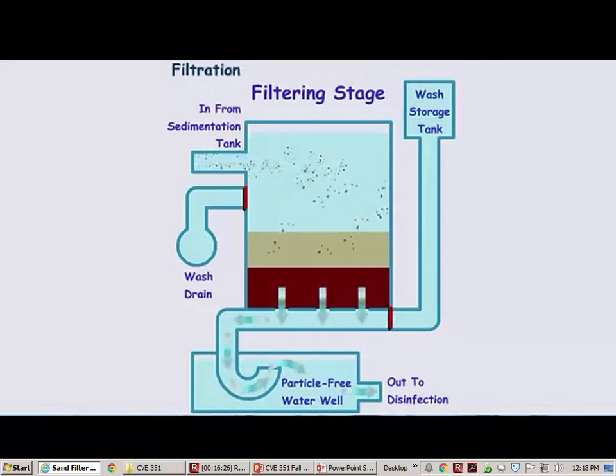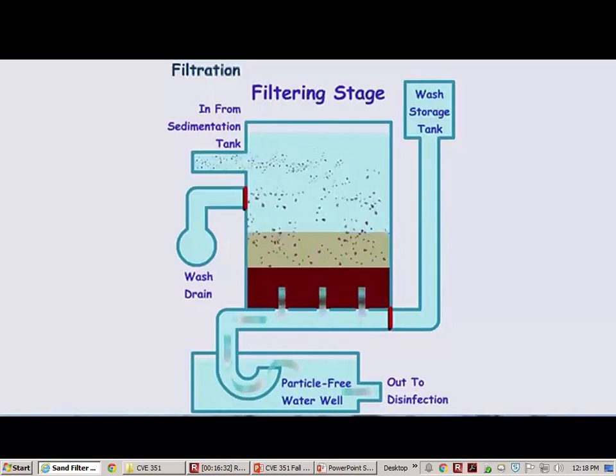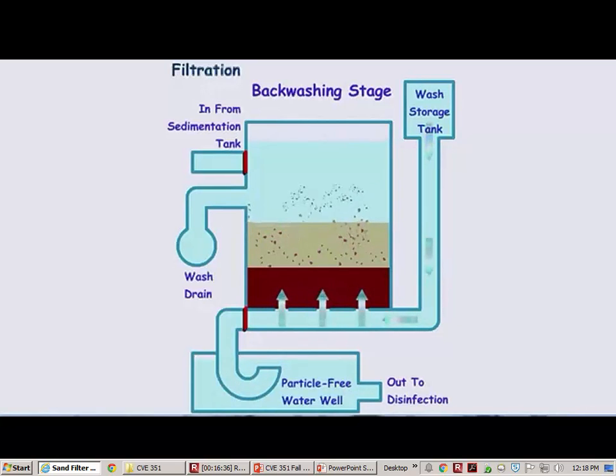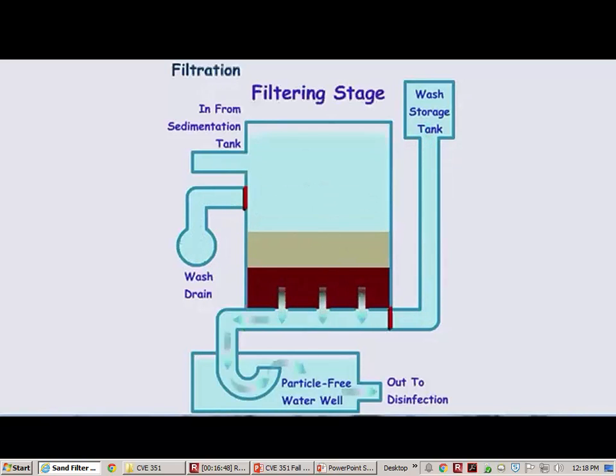Okay, the particles are coming in. They're getting stuck in the sand filter. The sand filter gets more and more loaded and dirty, and so they have to clean the sand filter by turning the water the other direction. So they're cleaning it, shaking loose all of that turbidity, and the wasting water goes, maybe there's a secondary process to clean the wasting water. Yes?